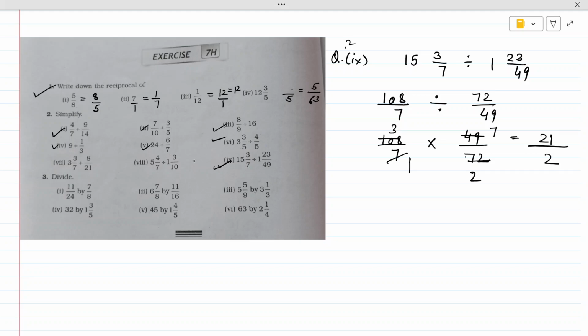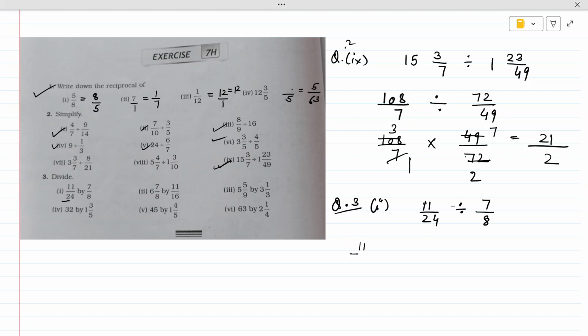So kids, likewise, you have to pick all of these. And last one, we have to divide. Here, question number 3, you have to see how we have to write the equation first. We have to divide 11 by 24 by 7 by 8. So we have to divide this particular number 11 by 24 given to us. So we will write this number here divided by 7 by 8.